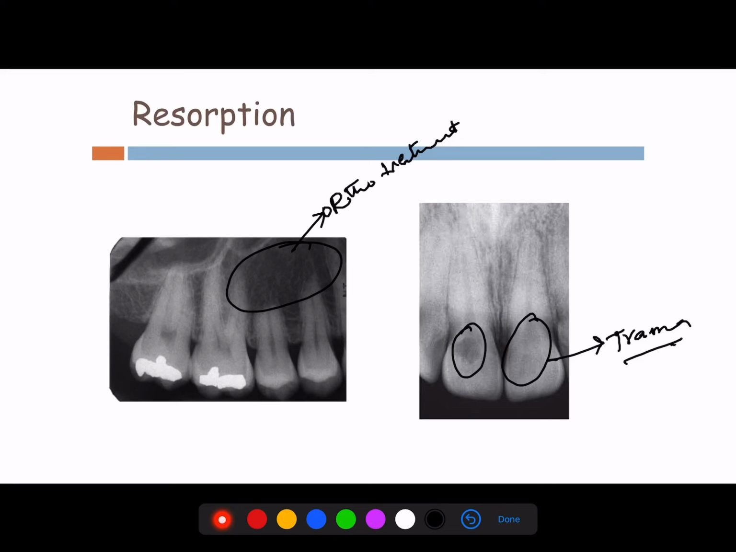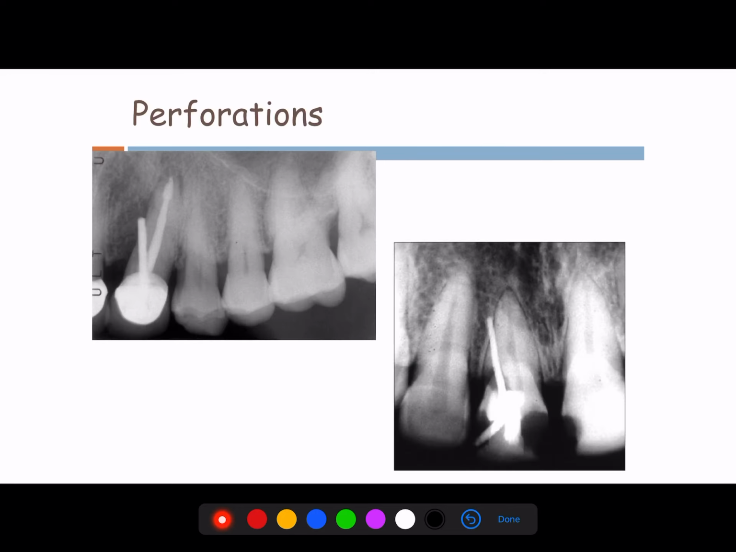Okay, so this is an external resorption case and this is an internal resorption case. So you can see a perforation, improperly placed. I was talking about how, whenever you treat your molars, make sure that your post length should not be more than this particular area. This is the long axis along which you have to keep the post, right? But the post was kept in a different direction, which leads to perforation.